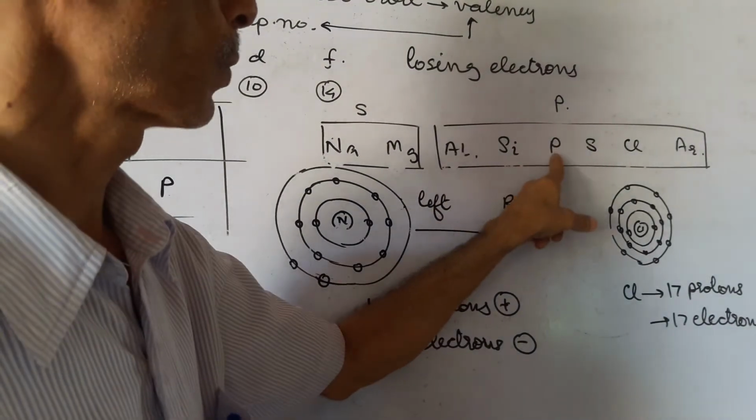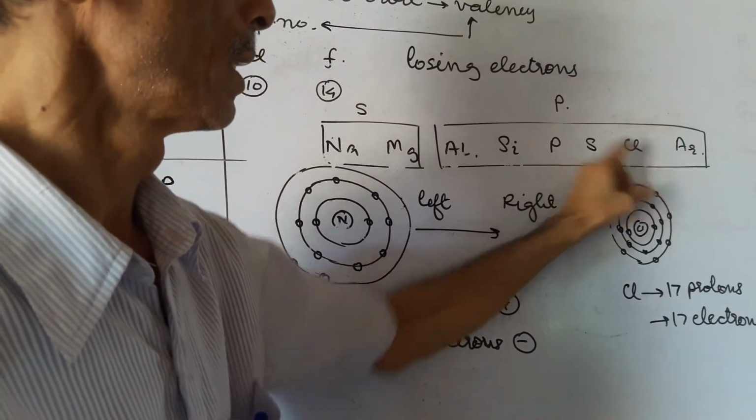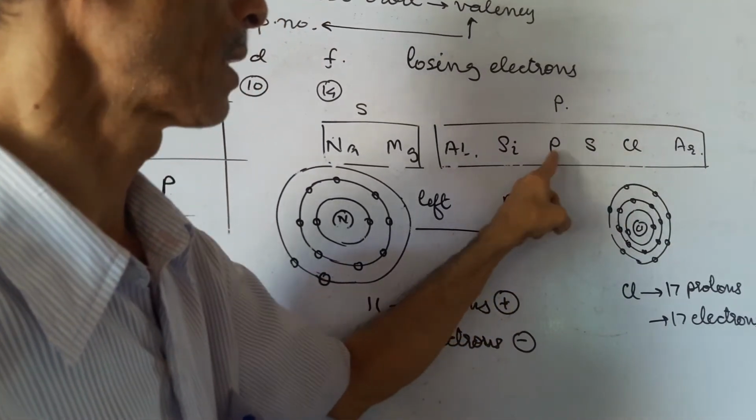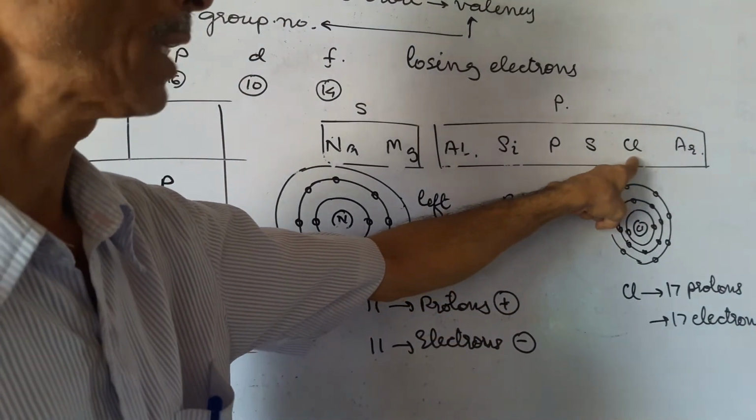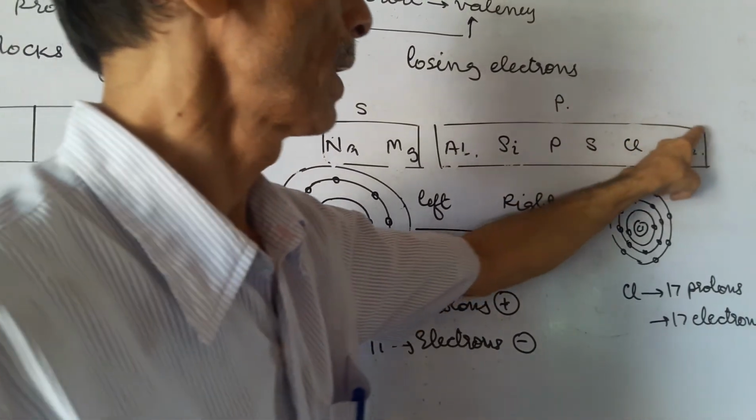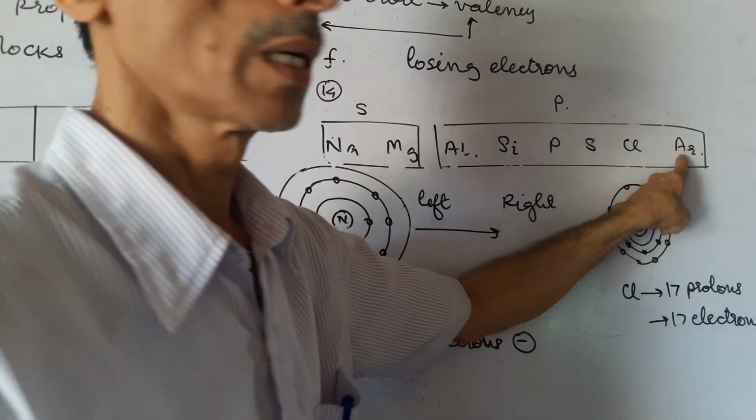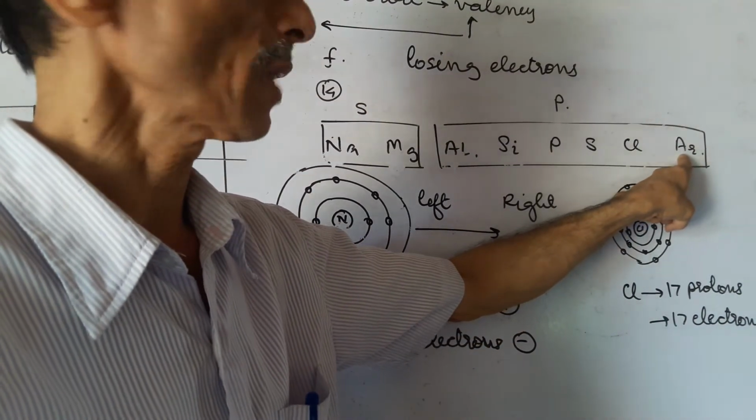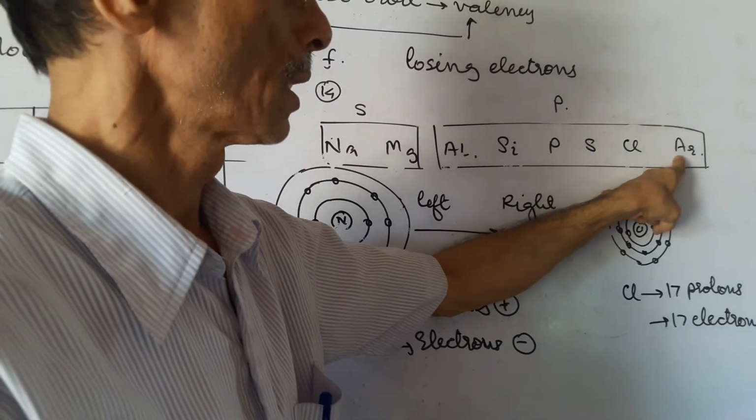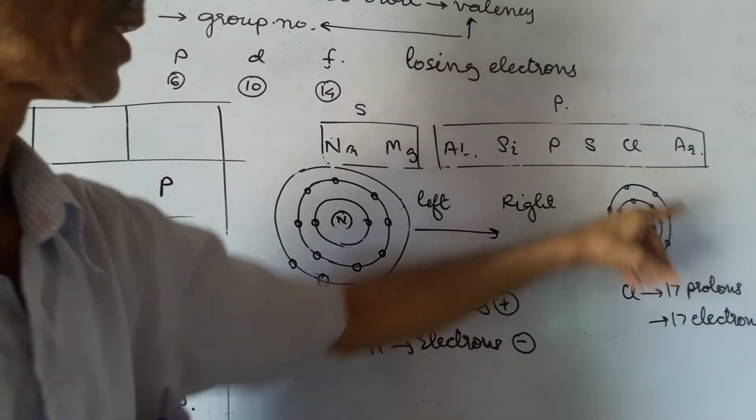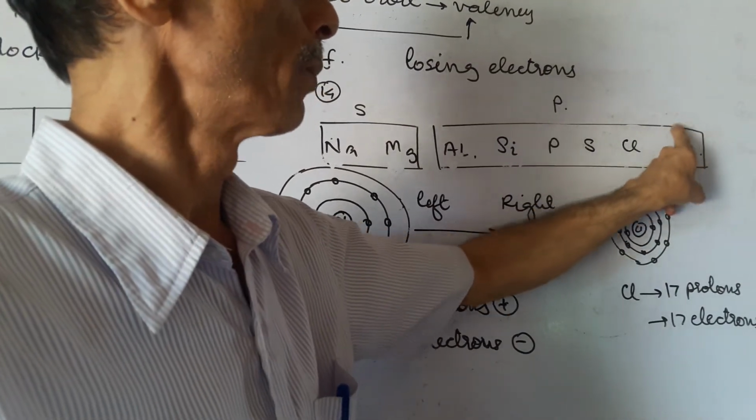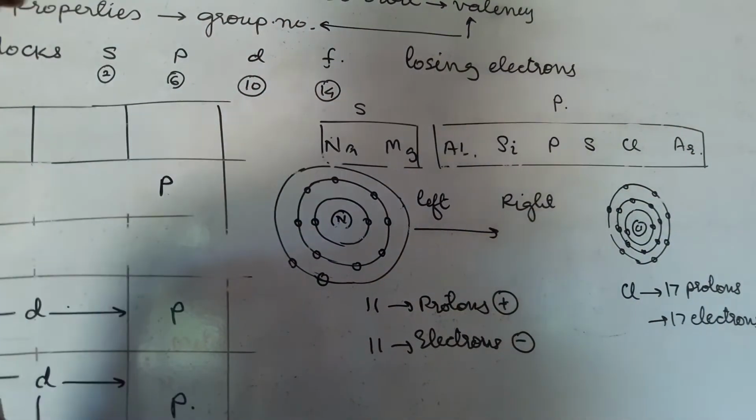Next you will find phosphorus, sulfur, chlorine. Their metallic property decreases and non-metallic property increases, and we know that chlorine is the strongest non-metal, and it is in the gaseous state. Whereas argon, the last one, has its last orbit completed, and since the last orbit is completed, there is no give and take of electrons, and that's why they do not form compounds. Therefore they are called inert gases.